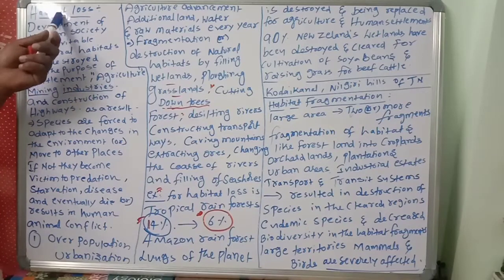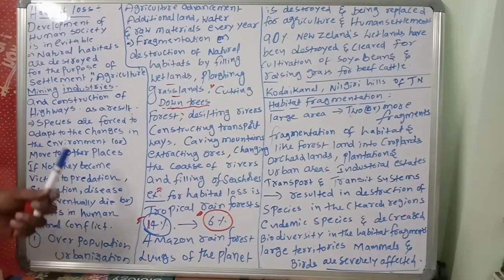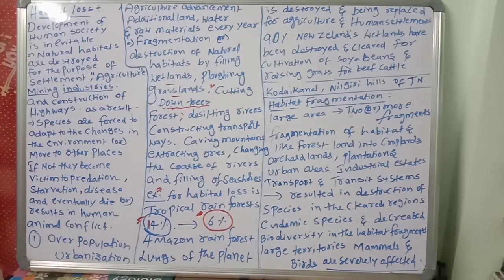That is the reason we are losing habitats and so many animals are dying. Eventually all the animals will die. Whatever animals are in the tropical rainforest will all die, because large areas are required for those animals to live, and now we are damaging them. The main reason for habitat loss is man's activities, anthropogenic activities. Next, that was the tropical rainforest.